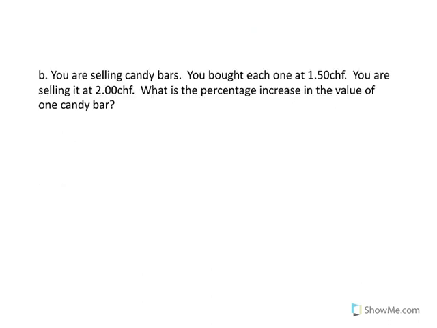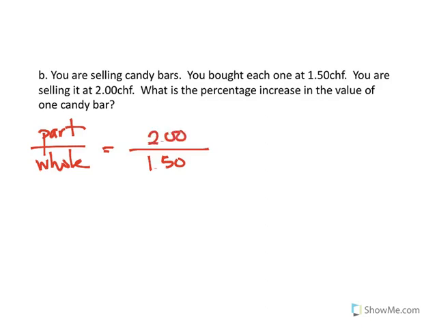Let's work these out. You're selling candy bars. You bought each one at 1 franc 50. You're selling it at 2 francs. What is the percentage increase in the value of one candy bar? So again, we go into that part to the whole. Now, the whole in this case was actually 150 because that's what you paid for. But you're now actually selling it at 2 francs, right?